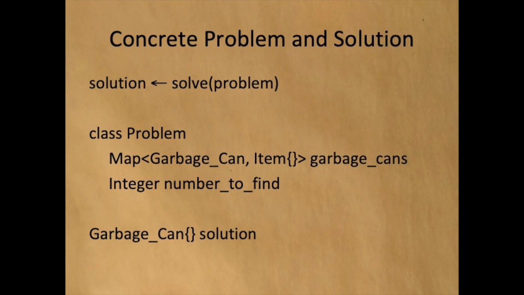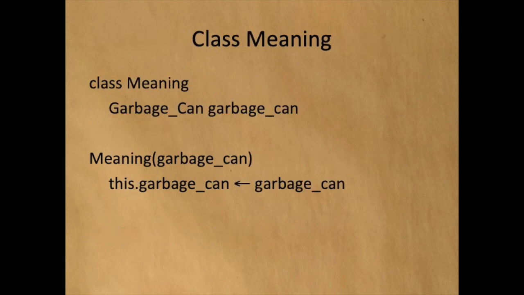Here we describe the concrete problem and the concrete solution for the algorithm. The solve function will take a problem and return a solution. The problem is a record with two elements. The first element is a map from a garbage can to the set of items that it contains. This map describes all of the garbage cans as well as all of the items within each garbage can. And the second element is the number of garbage cans to find. The solution will be a set of garbage cans. The class meaning describes what each decision means. In this case, each decision refers to one garbage can.